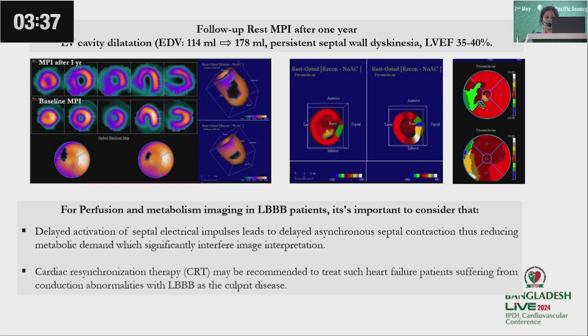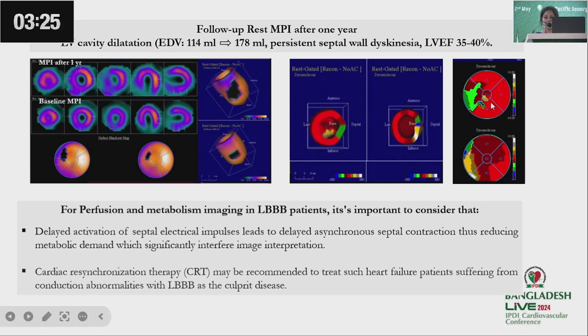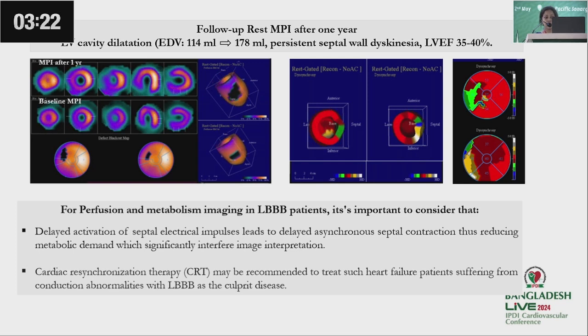We see that there is LV cavity dilatation, which was previously 114, which turned into 178, and persistent septal wall dyskinesia. And the amount of septal wall dyskinesia has increased compared with the previous one. So, for perfusion and metabolic imaging in LBBB patients, it's important to consider that delayed activation of the septal electrical impulse leads to delayed asynchronous septal contraction and reduced metabolic demand, which significantly interferes with image interpretation. CRT therapy may be recommended to treat such heart failure patients suffering from conduction abnormalities like LBBB.